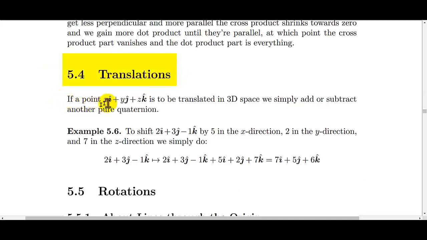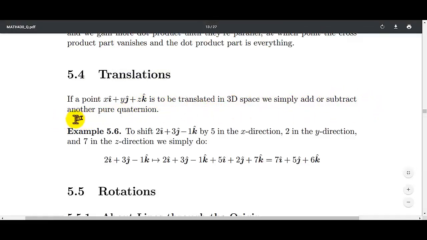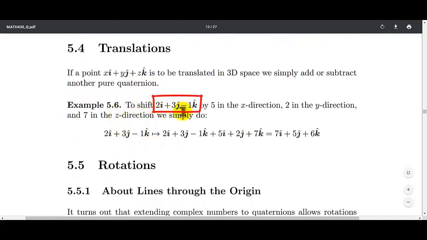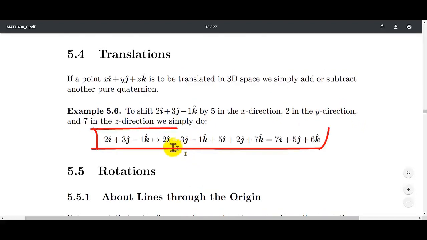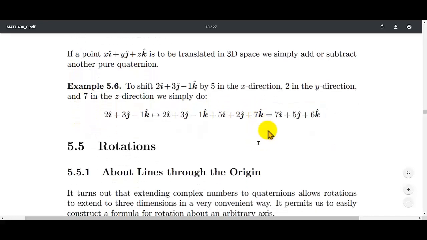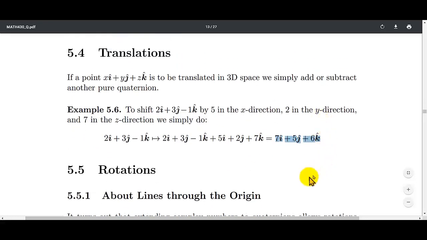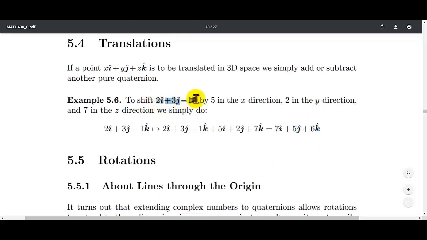Translations. If a point xi plus yj plus zk is to be translated in 3D space, we simply add or subtract another pure quaternion. For example, suppose we have this quaternion on this point, and we want to translate it by 5 in the x direction, 2 in the y direction, and 7 in the z direction. So what we do is we write the point, the pure quaternion, and we add another quaternion with 5 in this place, 2 in this place, and 7 in this place, and we get this point, which is the result of translating this point by 5 in the x direction, 2 in the y direction, and 7 in the z direction.